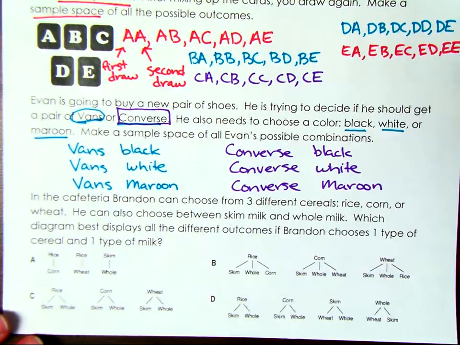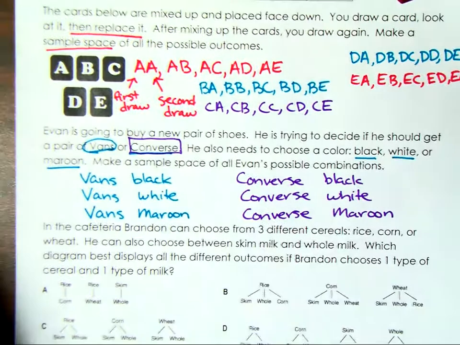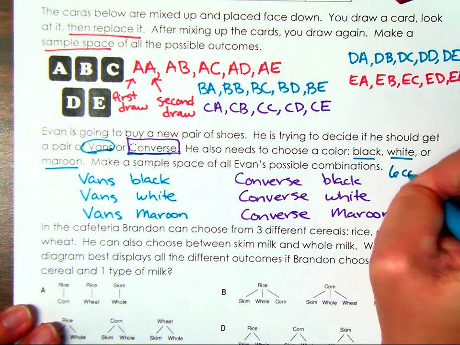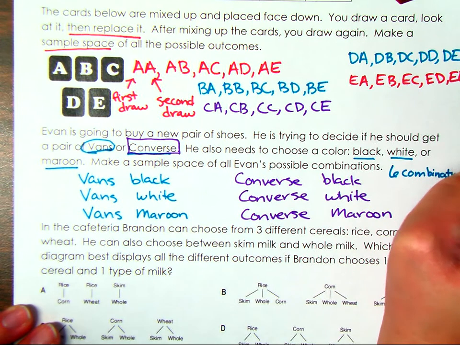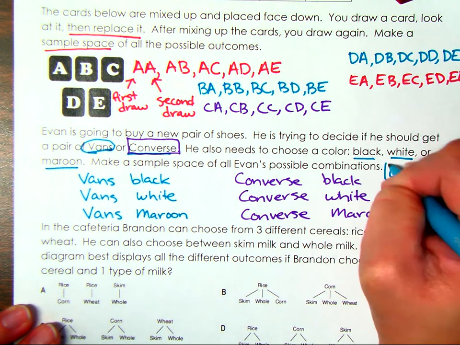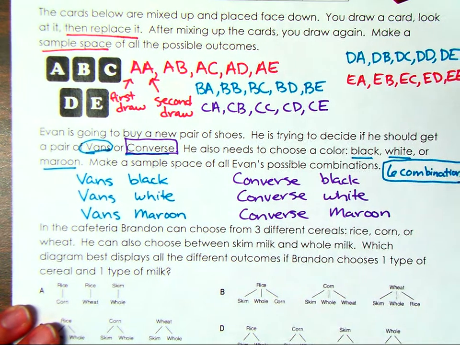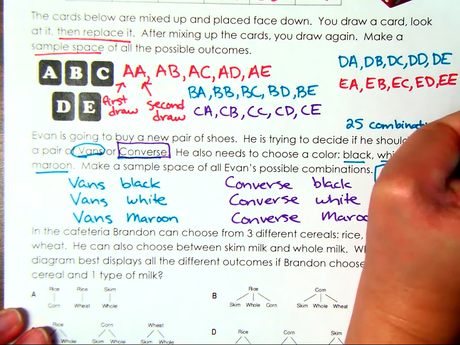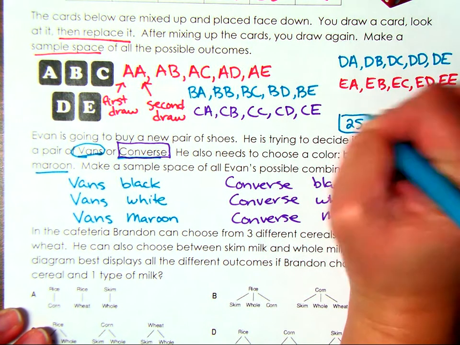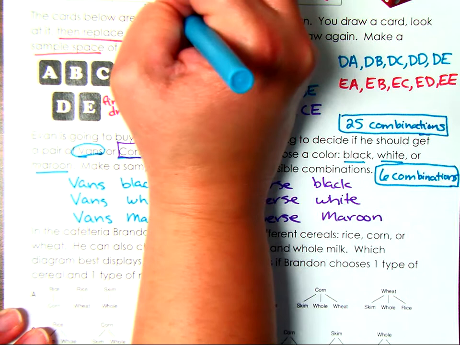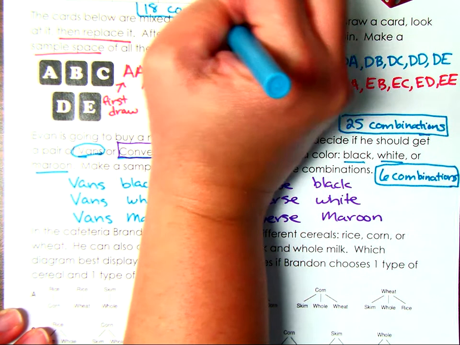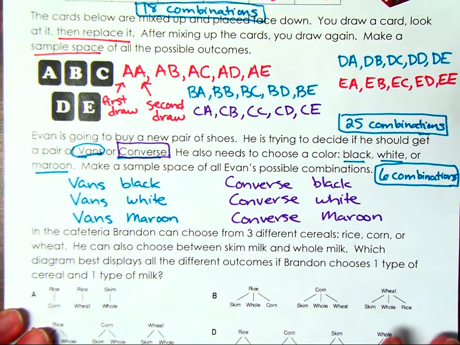Okay? Alright, let's do one more together, and then we'll get you that independent practice. Okay, so over here I'm just going to say 6 combinations. This one didn't directly ask me a question, but just in case I needed that. This one was 25 combinations. And that first one, like we said, was 18 combinations. Okay, so something to think about. So if we did need to write probability from that, we are ready to go.